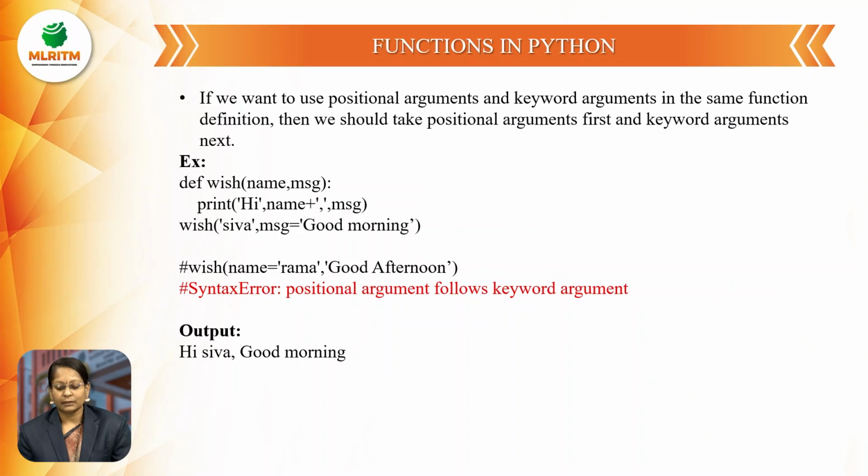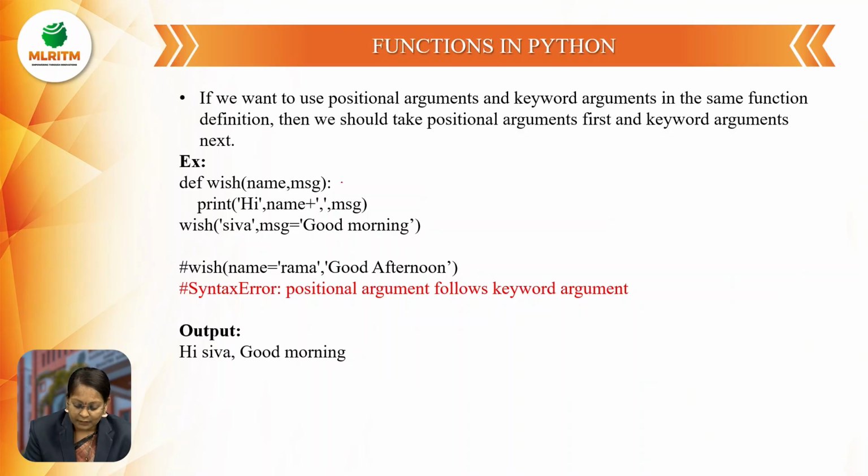The next one, if you want to use positional arguments and keyword arguments at the same time in the same function definition, then we should take positional arguments first and keyword arguments next. So suppose we are passing two arguments. First compulsory, the first one is a positional argument, the second one is a keyword argument. But if we pass the keyword argument first and then positional, it will give an error.